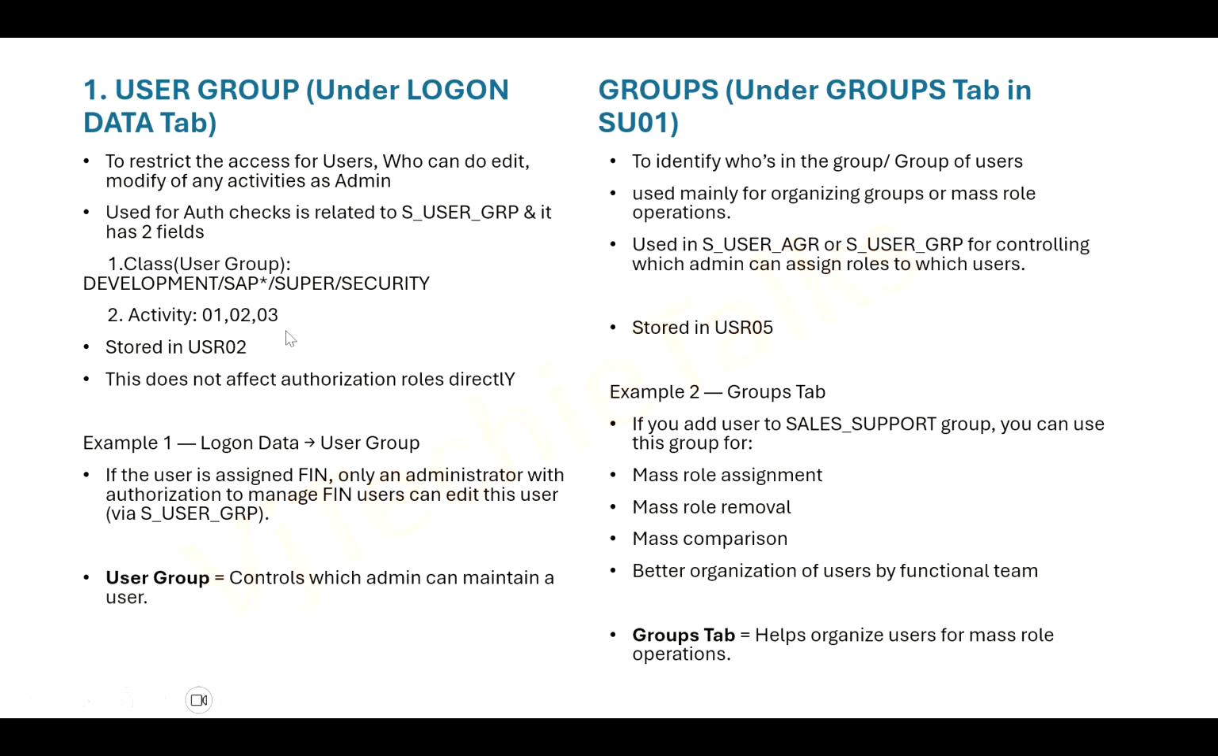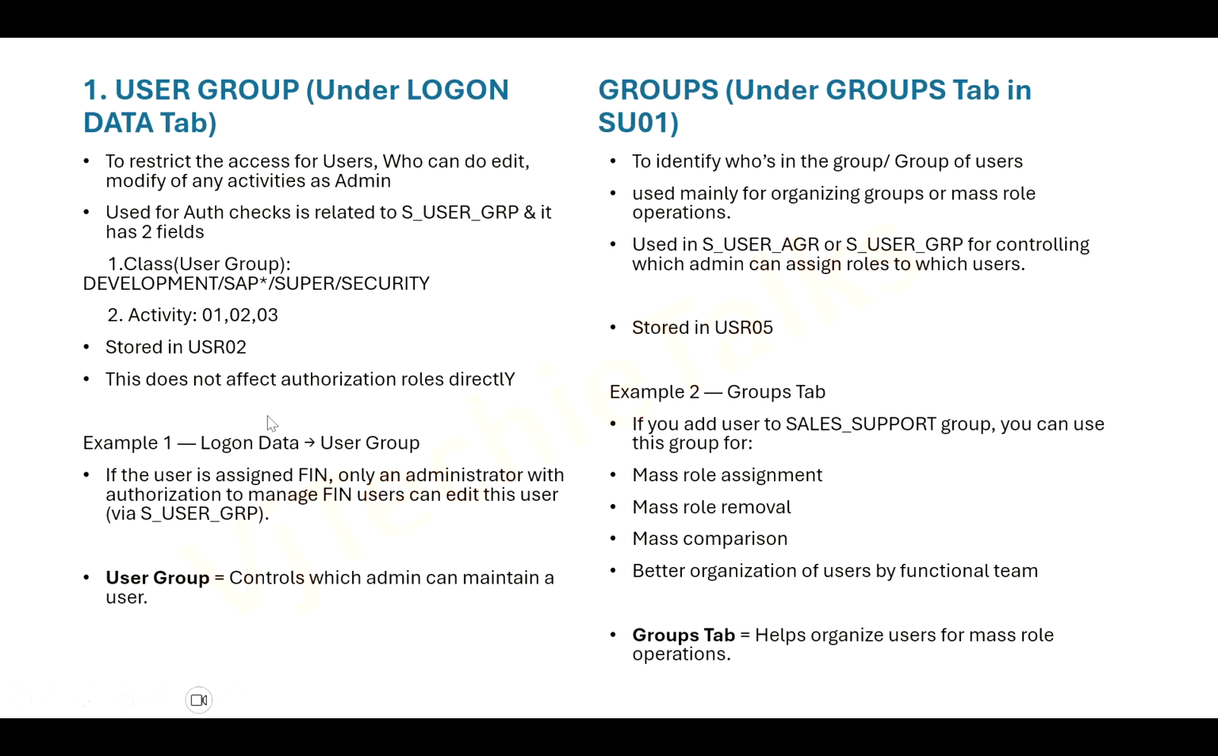Okay, so who can access? Suppose you join an organization, if you are a security person, under your name you will be getting this kind of authorization object. Okay, because you are a kind of admin to the end users, that's the reason. And if you want to see what groups we have, we have a table. When you go to SE16, you can enter USR02, so you will find the list of this. Okay, and ideally this does not affect any authorization role directly.